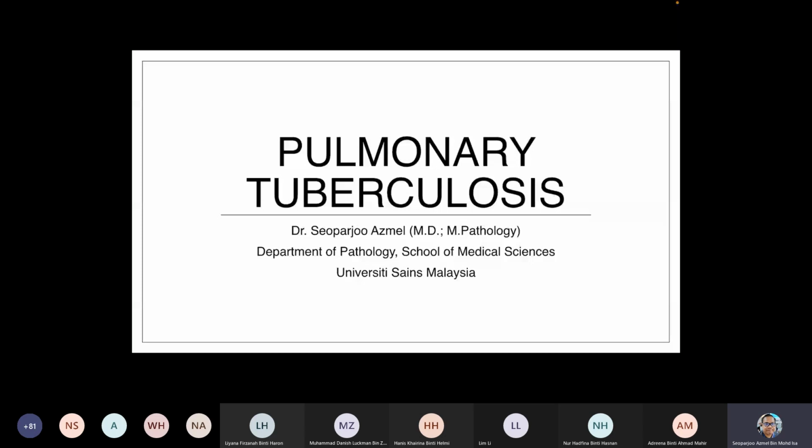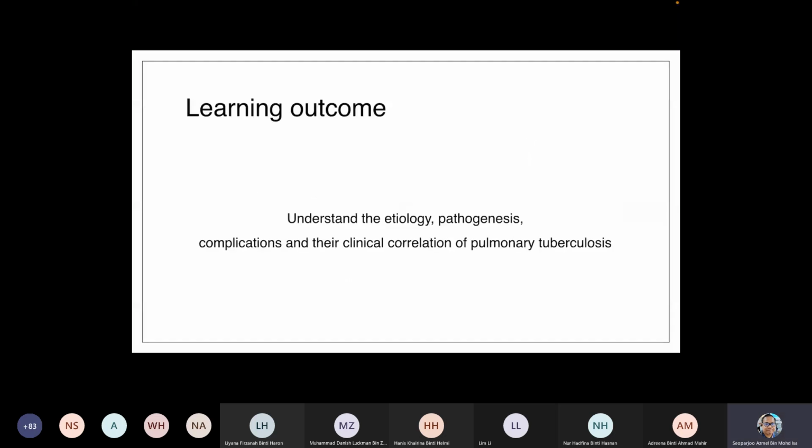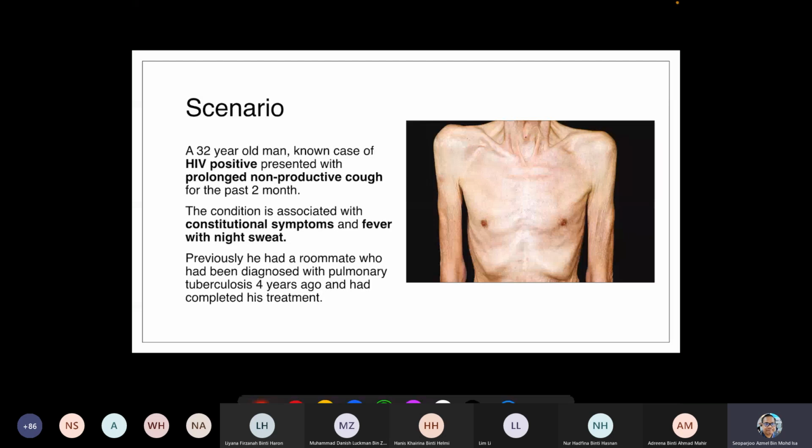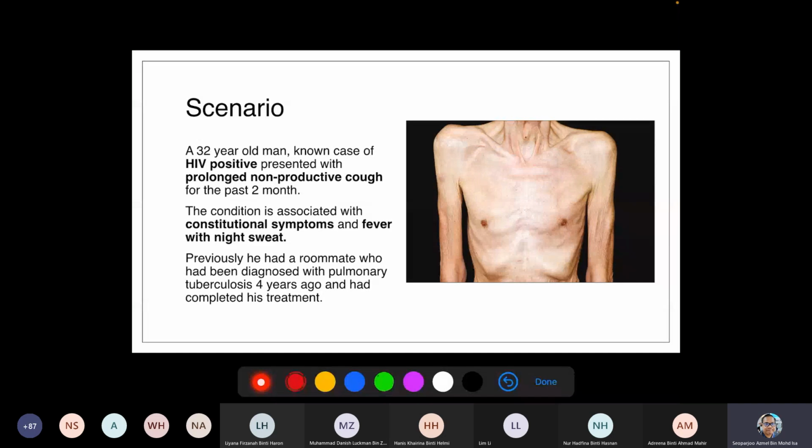Okay, for the learning outcome, as usual, you can find out the learning outcome from the guidebook that has been given to you. All right. So we start with a scenario, just to stimulate our thinking process throughout the lecture. A 32-year-old man, known case of HIV positive, presented with prolonged non-productive cough for the past 2 months. The condition is associated with constitutional symptoms and fever with night sweat. If you see words mentioning constitutional symptoms, that means the patient is having loss of weight and also loss of appetite. So this is what you should know.